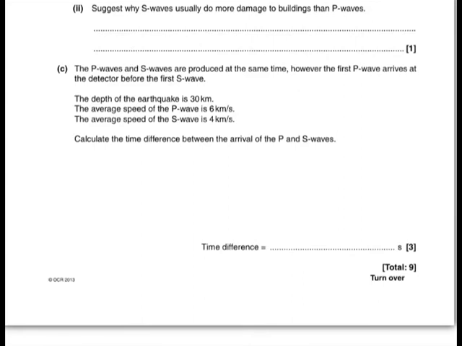Finally, we've got a speed, distance, time problem here, so we need to do speed equals distance over time, and rearrange that to work out that time equals distance over speed, and this will allow us to work out the time taken for each of these two waves to arrive. So we've got our first wave here, the P wave, is travelling 30 kilometres at 6 kilometres per second, which means that's going to take 5 seconds.